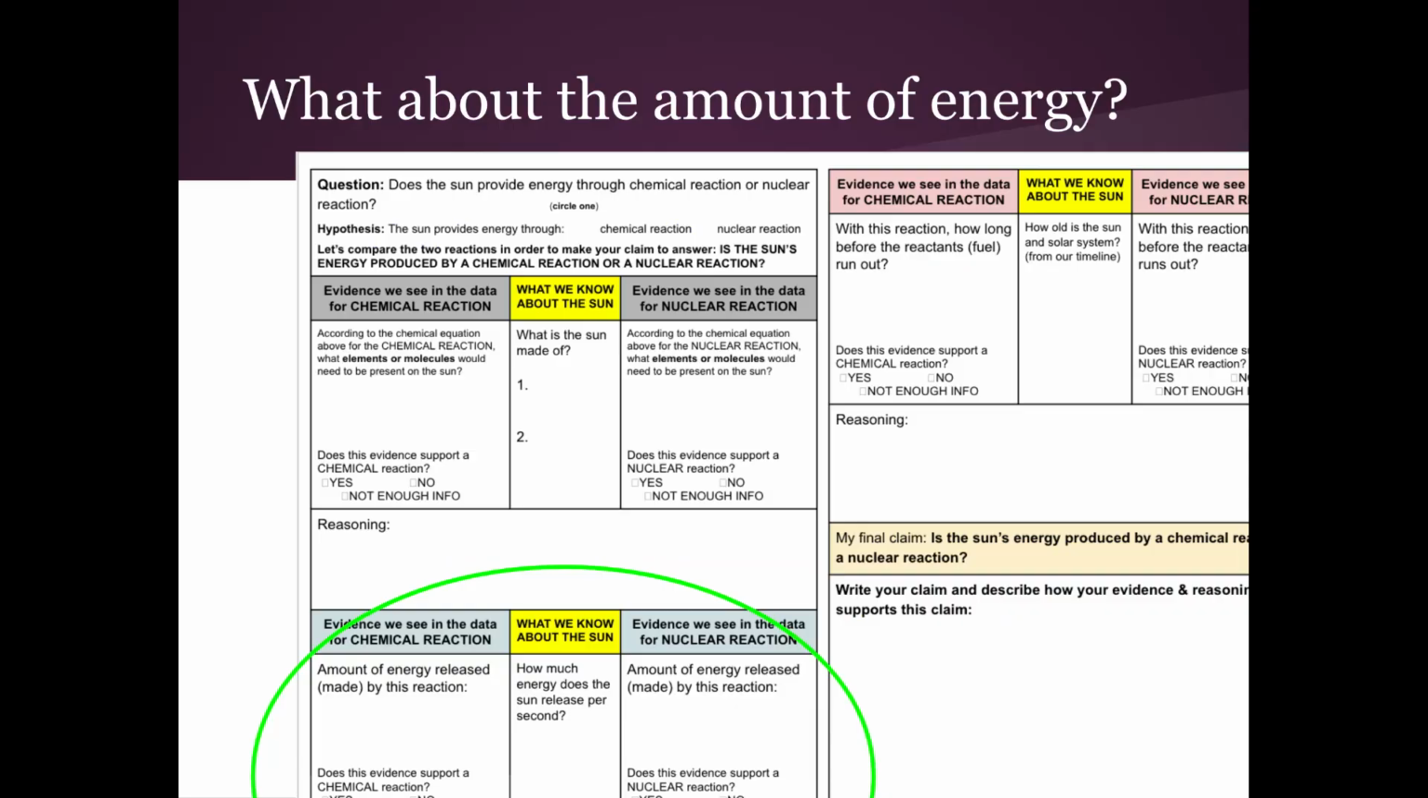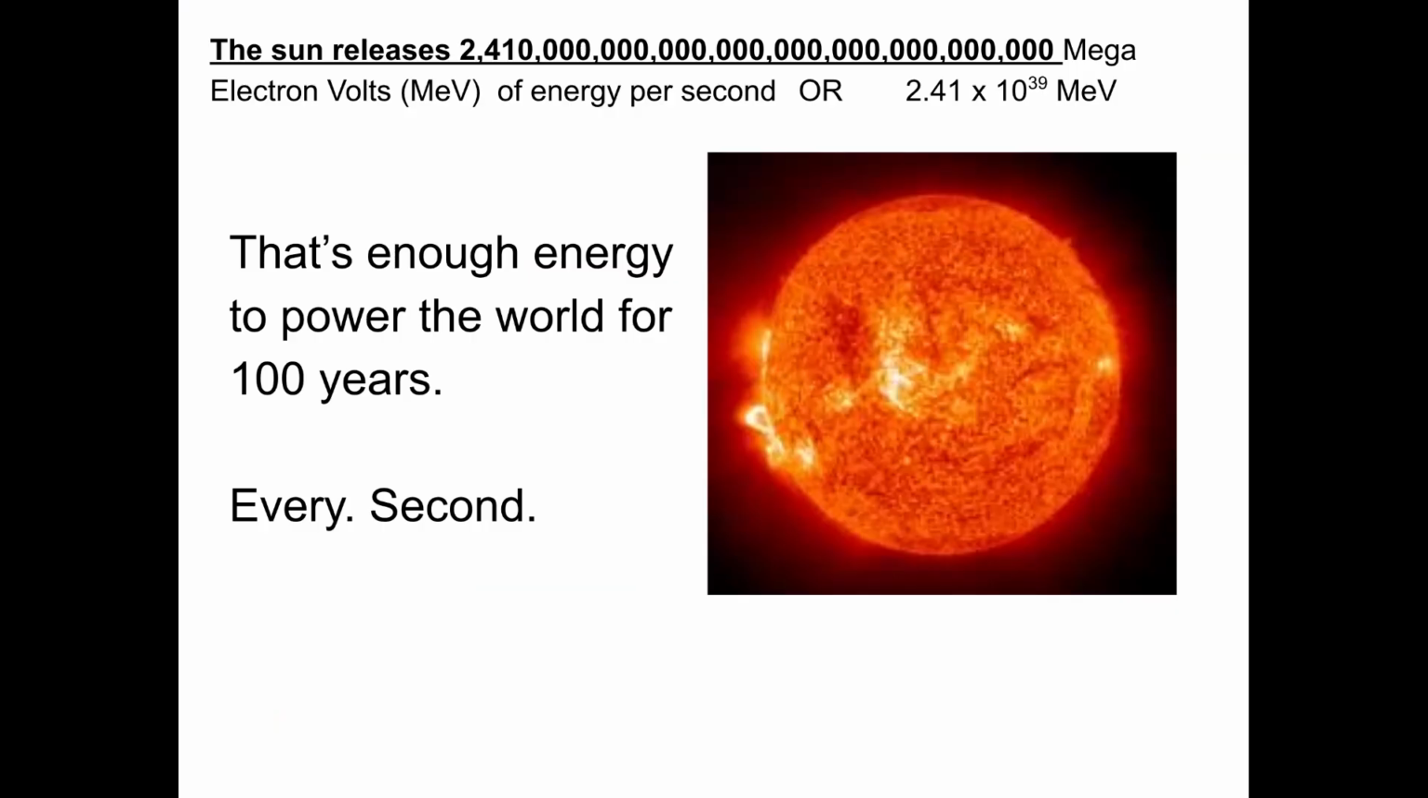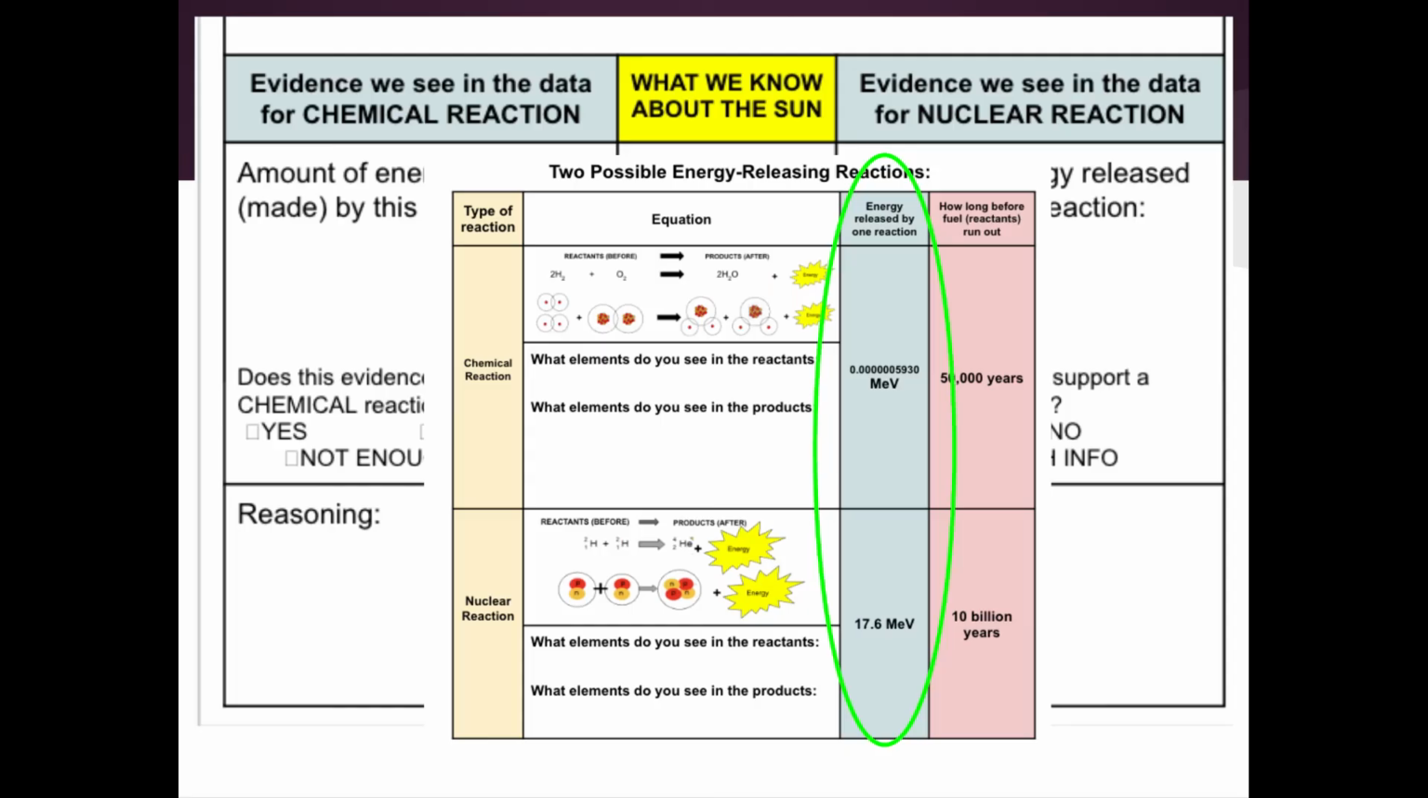Awesome. So then let's dive forward into the energy amounts. And this one is maybe the most challenging section because it's looking at really big or really small numbers. So we learned that the sun releases a whole lot of energy every single second: 2.41 times 10 to the 39th mega electron volts. That's a lot. It's enough energy to power the entire world for 100 years. And the sun is doing that every single second. Dang. Sun, you got a lot of energy.